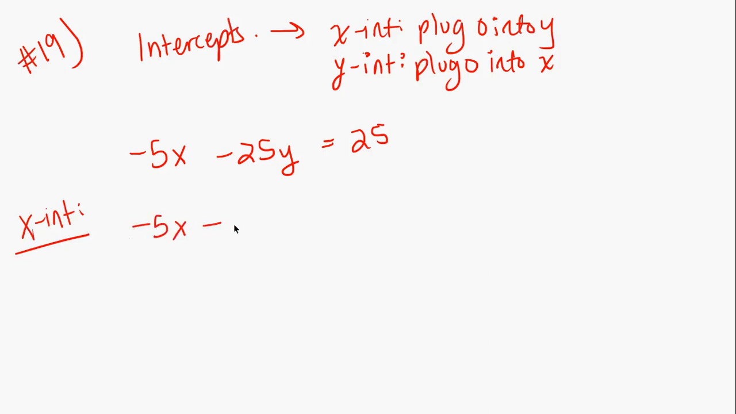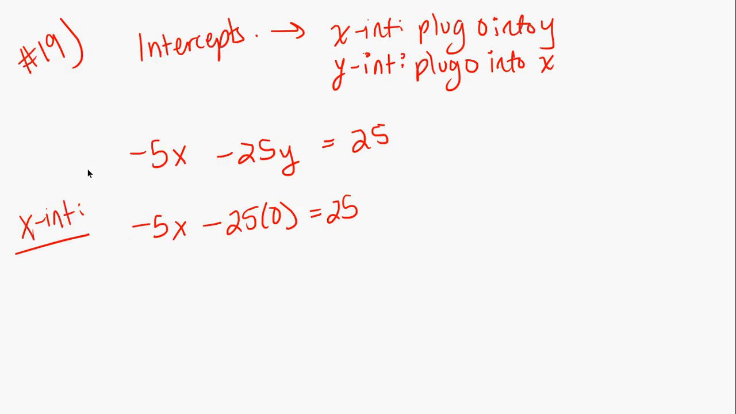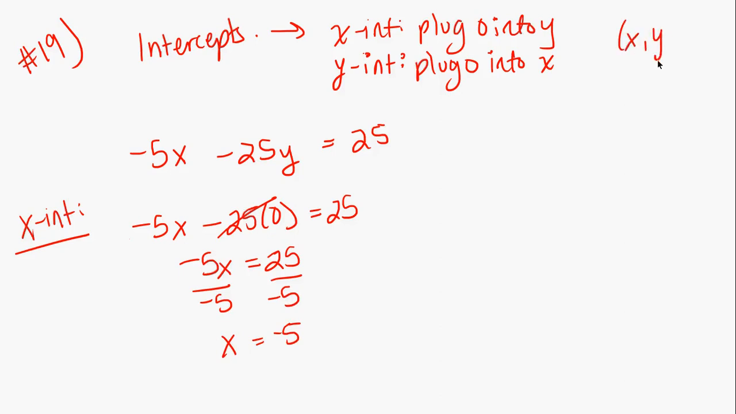We have -5x minus 25 times 0 equals 25. That goes away. We have -5x equals 25. And then we divide by -5. So x equals -5. So your point there, remember a point is in the form of xy, would be -5, 0.